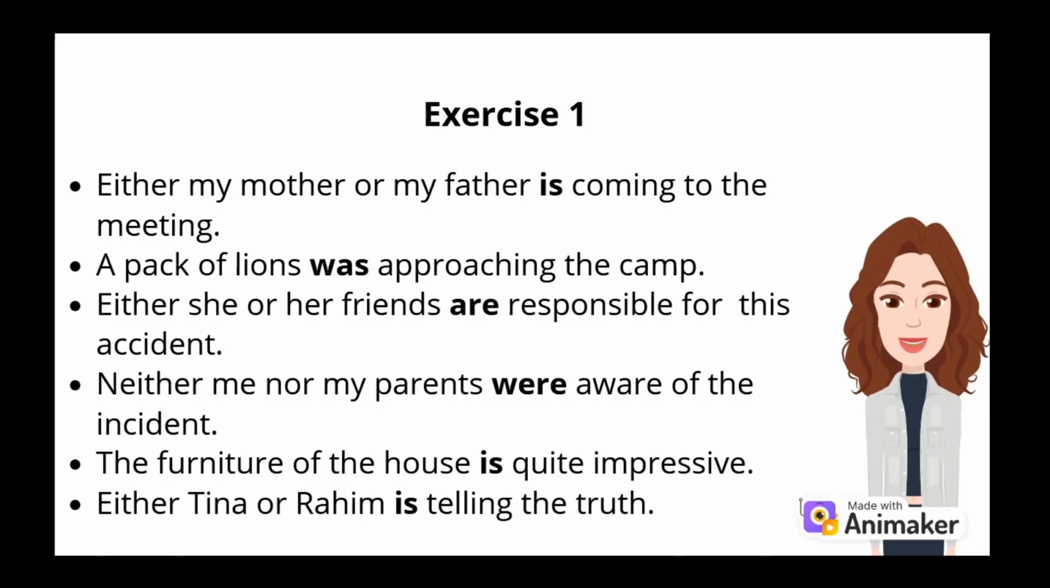Now we're going to discuss the answers. The answer to question number 1 is "is," because here the two singular subjects are mother and father, and these two are connected by "either...or." So according to rule number 2, the verb here is going to be singular. So here the verb is "is."